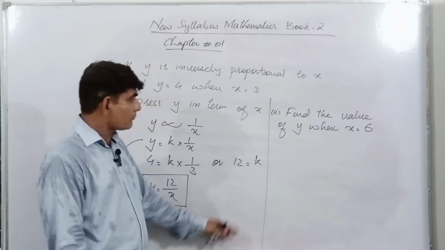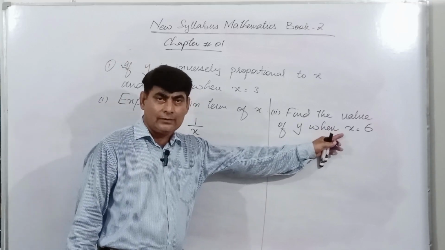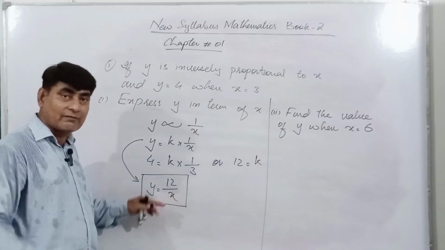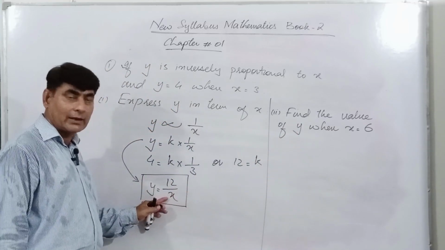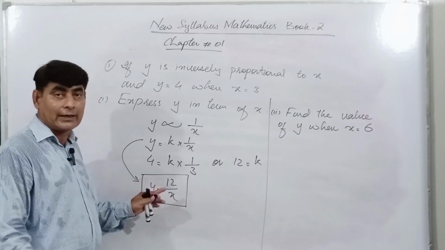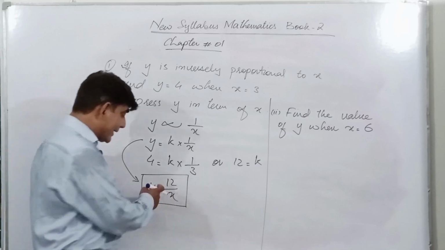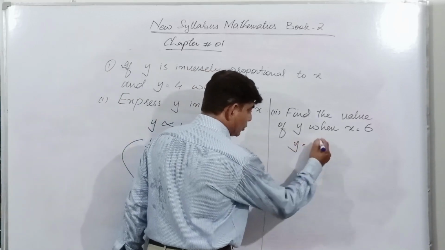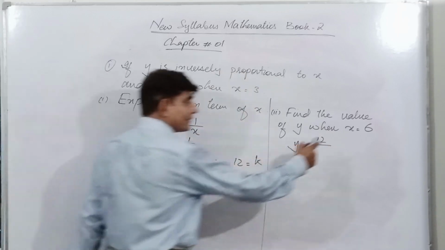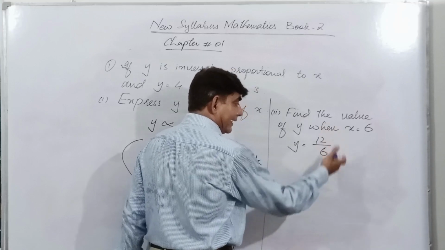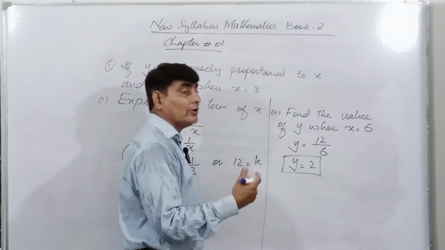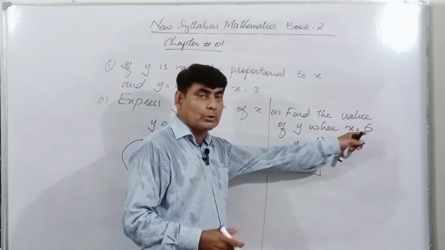Now listen. The value of x we are given, and we have to find out the value of y, and we have a relation, we have a formula. Just put the value over here, this is input, and we can get an output. So we can find y by putting the value over here. So y is equal to 12 upon x, 12 divided by x. What is the value of x? 6. So by dividing these two numbers, y is equal to 2. So the value of y is 2 when x equals 6.